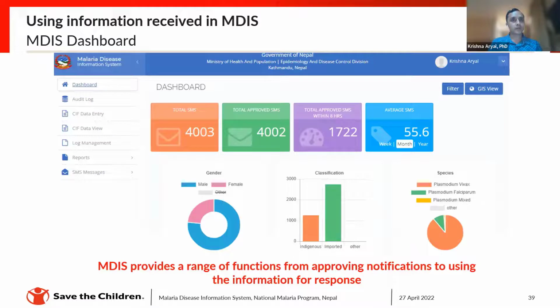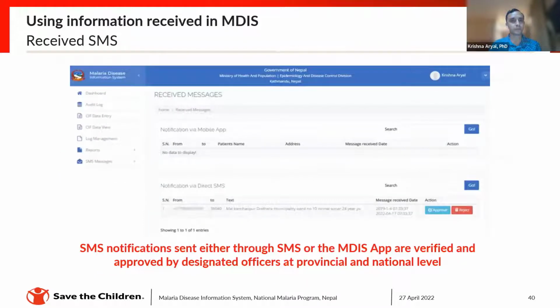This is once the information is received in the system. This is the MDIS dashboard, which provides a range of functions, from approving notifications to using the information for response. Next, please. And once the SMS are received, they are verified by the officers at the provincial and national level, and then it triggers the process further once it is approved. Next slide, please.